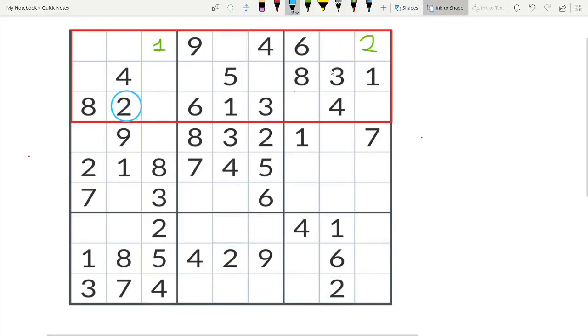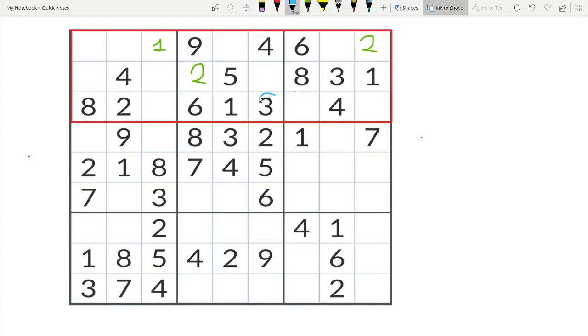Now we have a number 2 for the bottom row and the top row. So for the middle row, number 2 can possibly come either over here or over here. Now because we have a number 2 in this column, this cell is not an option for number 2, and the only place I can have a number 2 for the middle row has to be over here.